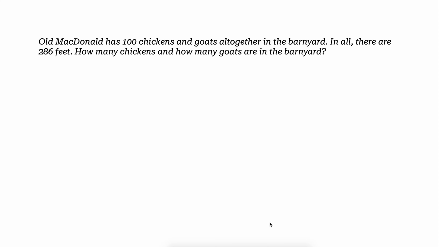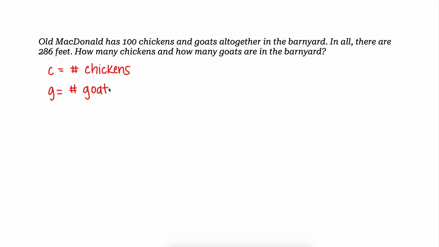There are many ways that you could solve this problem. I actually do a very similar problem to this in a quantitative reasoning class, where sometimes people will draw pictures, sometimes people will do a table, sometimes people will do guess and check, but we're going to use algebra. And in this case, we're going to do 2 equations with 2 variables. I'm going to let C represent the number of chickens, and G is going to equal the number of goats.